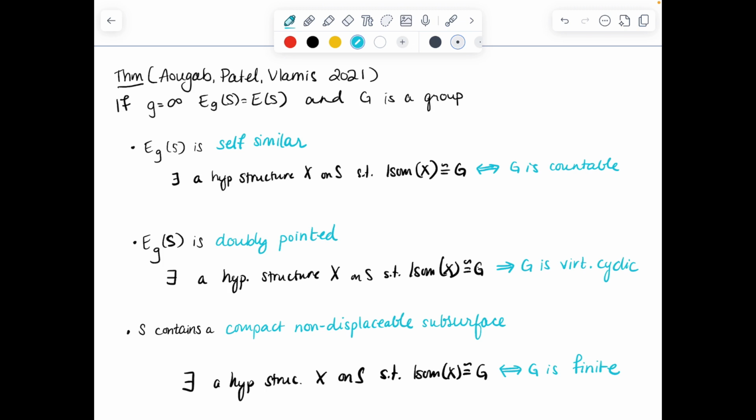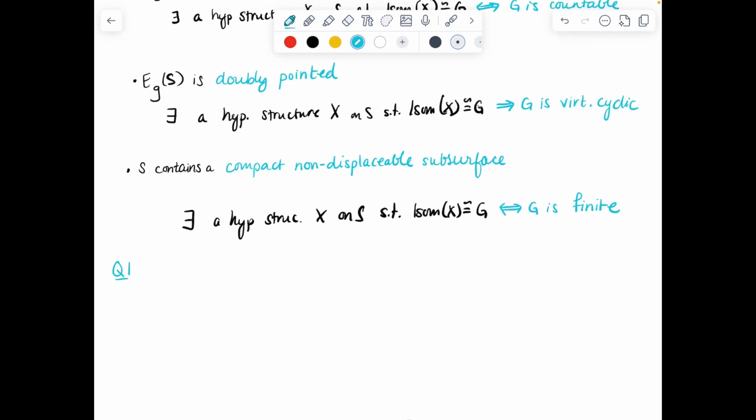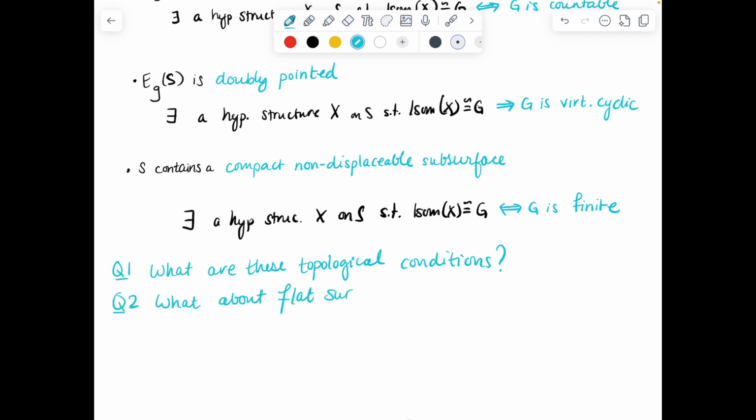However, you probably have some immediate questions. First of all, what are these three topological conditions? Also, this is a talk about flat surfaces, so what about flat surfaces? Can we talk about their symmetries? And then if you look more carefully, you might notice that the middle bullet point doesn't have an if and only if, so you might be wondering about that. And then finally, what if not all ends are accumulated by genus?